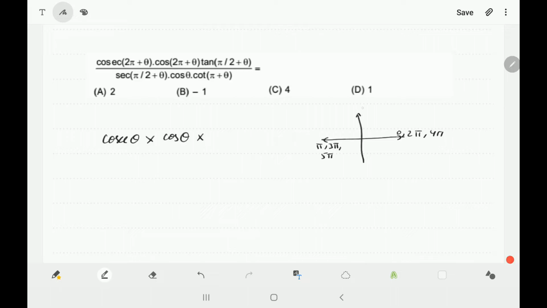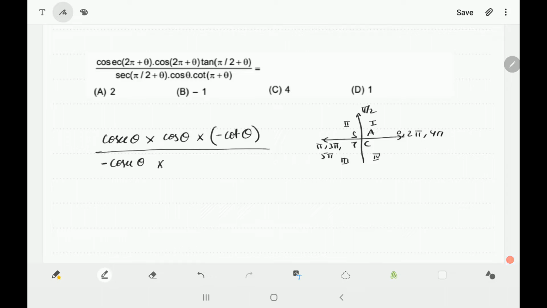Tan of pi by 2 comes on this line, so first, second, third, fourth. So pi by 2 plus theta will come in the second quadrant, and we already know that this term is an odd multiple of pi by 2, so it will become cot theta with the negative sign. Why negative? Because only sine and cosecant are positive in the second quadrant. Secant of pi by 2 plus theta, second quadrant, secant output will be negative. So it will become cosecant theta with the negative sign.